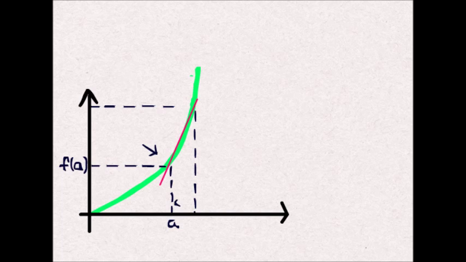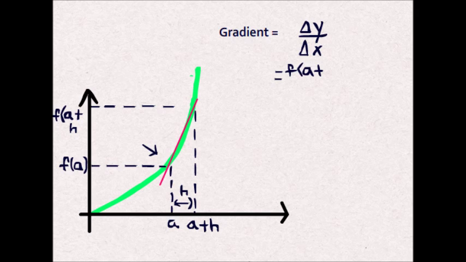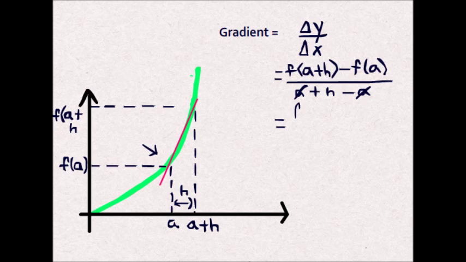We will name the distance between the 2 points h, and the other point would have a coordinate of a plus h, and a y coordinate f of a plus h. Now knowing all these information, we can find the gradient of the secant line. As a result, we would get f(a + h) minus f(a), over h.